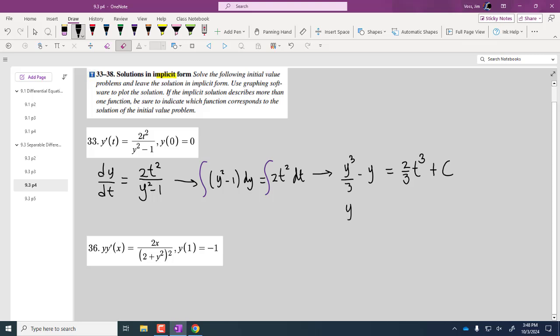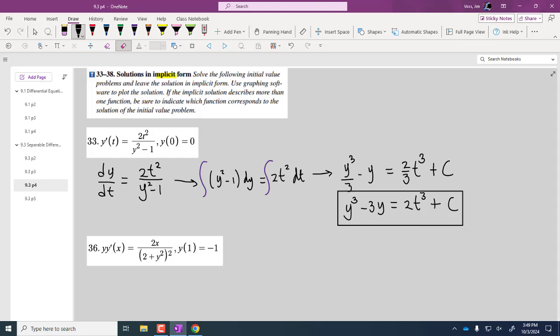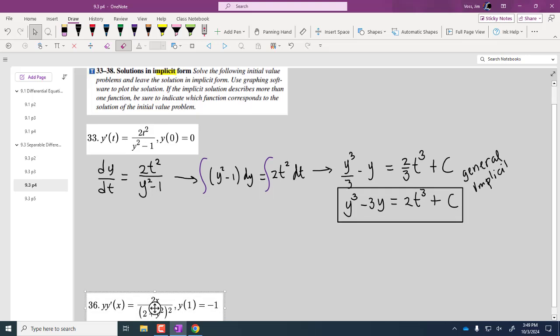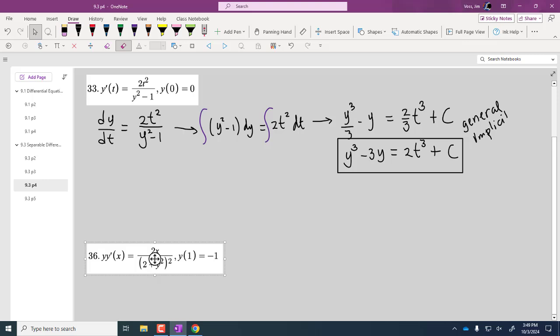One thing we typically would do is clear out the fractions if it's easy. Fractions are always best avoided. And so here we can think of the c as absorbing the 3 if we multiply both sides by 3. So this would be our general implicit. So general implicit. Now we can find our particular implicit by plugging in the initial value and solving for c. So let's see if we can do that.